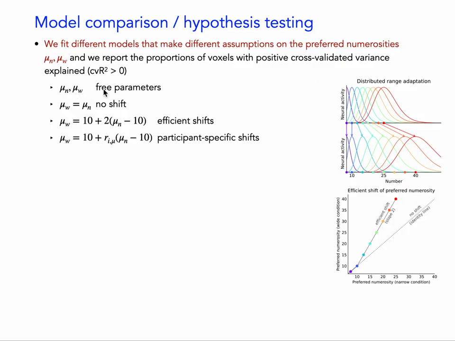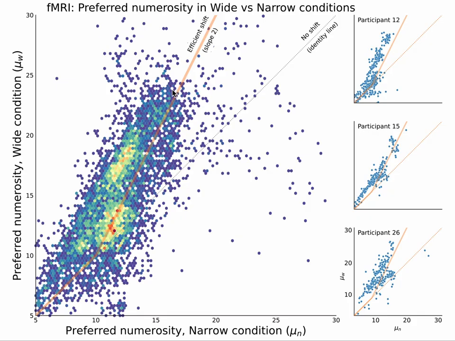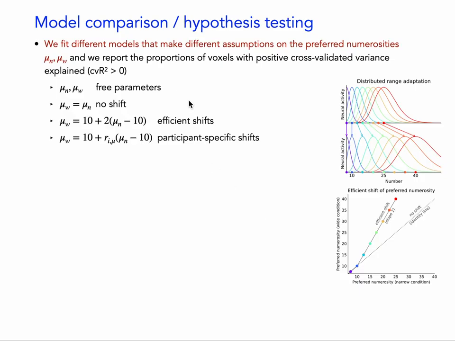And so we can have the assumption that the two preferred numerosities are independent. So this was the case for this model, for instance. But we can enforce the constraint that there should be no shifts, so the preferred numerosities are equal in the two conditions. Or we can look at a model that implements this efficient shift that I've talked about and that is implied by this idea of distributed range adaptation.